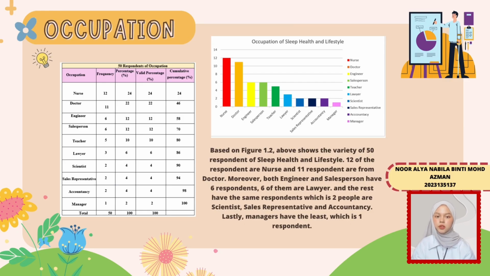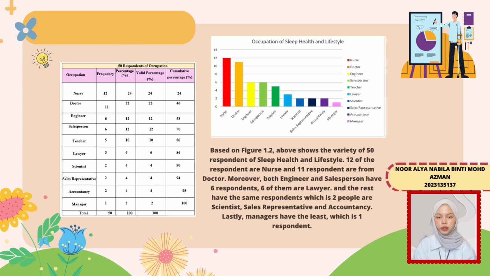Okay, now we'll talk about occupation. The bar chart above shows the variety of occupations of the 50 respondents. 12 of the respondents are nurses, and 11 respondents are doctors. Moreover, both engineer and salesperson have 6 respondents. 6 of them are lawyers, and the rest have the same number of respondents, which is 2 people each, scientists, sales representatives, and accountants. Lastly, managers have the least, which is 1 respondent.